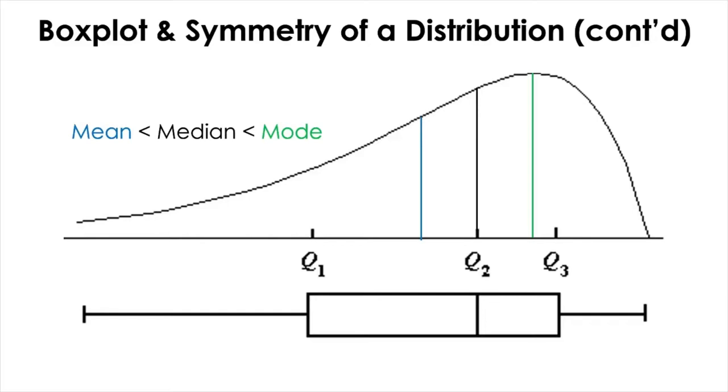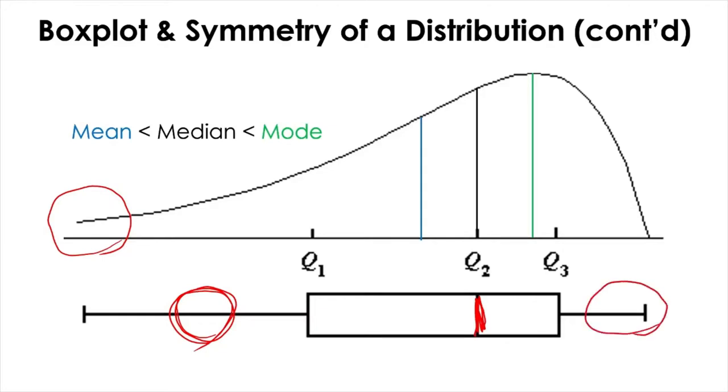So when you have negative skew, then you have this long tail to the left side, which is represented by the long lower whisker of the box plot. And also the location of the median is not central in the middle of the box, right? And the upper whisker is shortened when there is a negative skew.